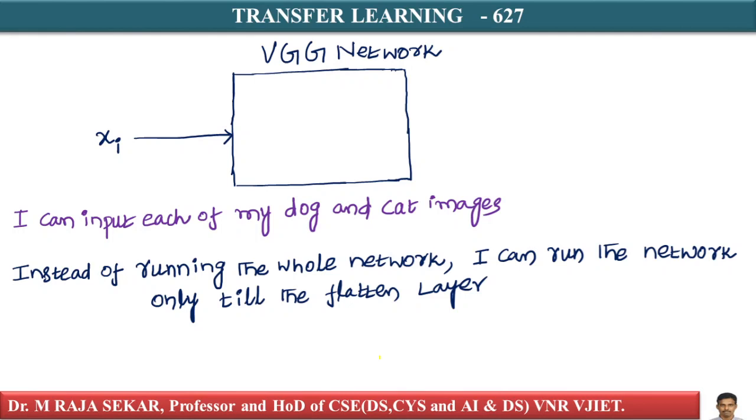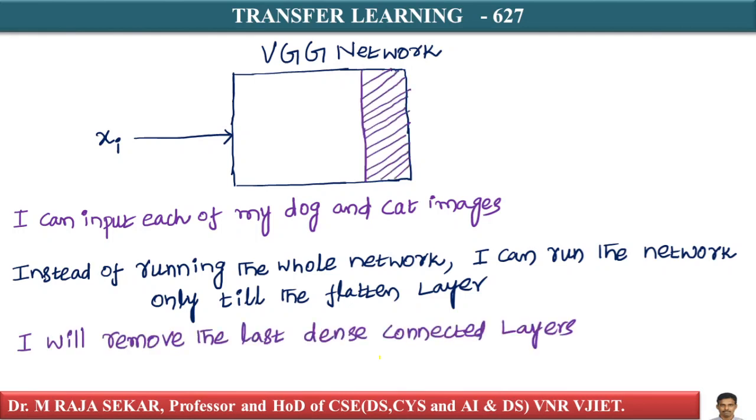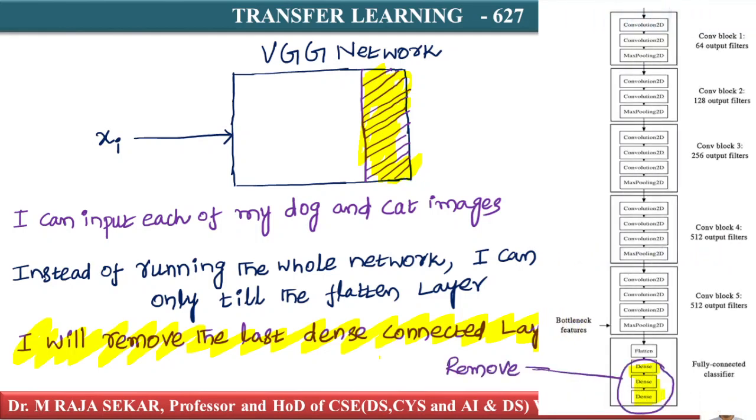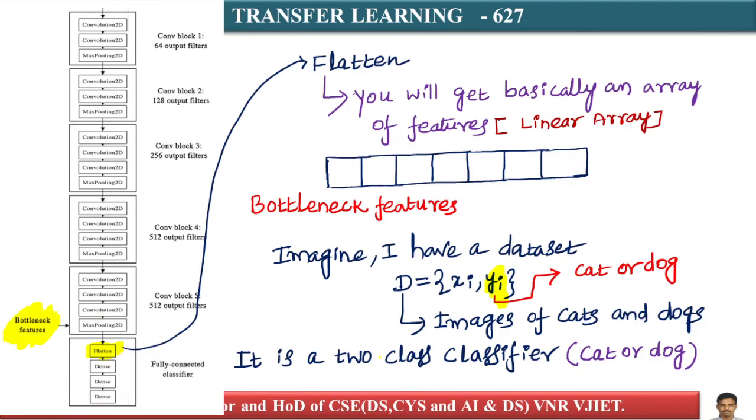So what am I doing here? Instead of learning the whole network, I will remove the last dense connected layers. I will remove which layers? I will remove the last dense connected layers, isn't it? What I get here, just at the flatten layer, is a big vector.